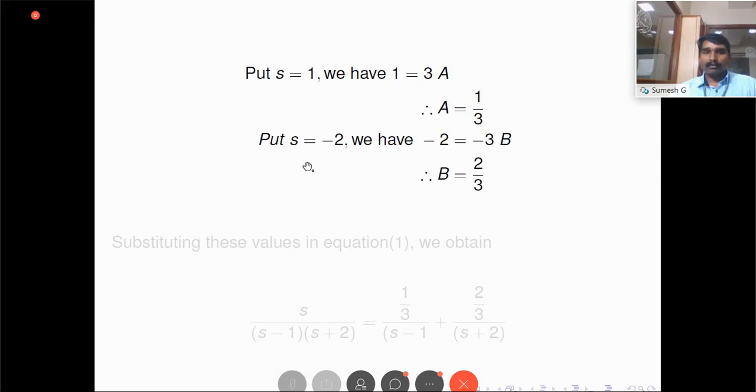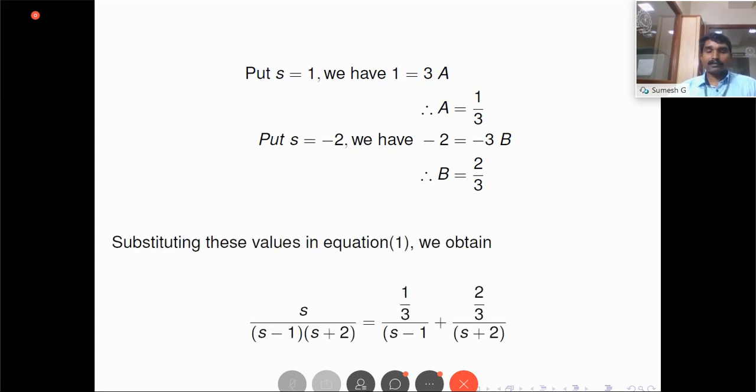To find b, put s equal to minus 2. So we obtain b equal to 2. This is the general method for finding the coefficients in partial fraction form. We can substitute the values of a and b in equation 1. So we obtain the expression like this. This is the general method.